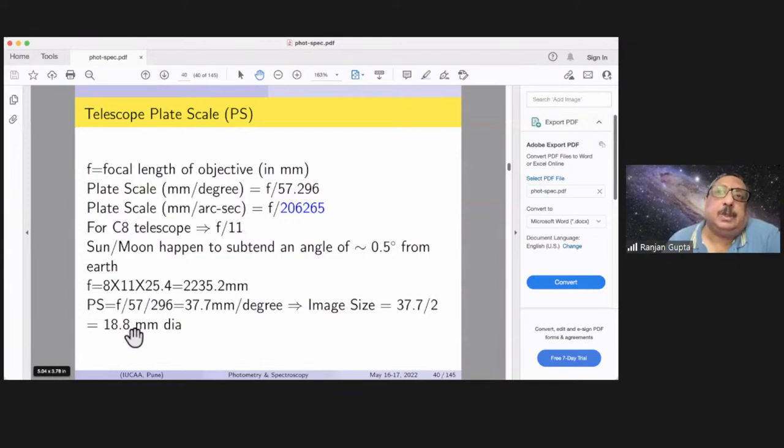So of course, you can do this exercise for your mobile camera. You can go to the specs of your mobile camera, and that will give you the lens diameter and focal length, etc. And you can find out this.